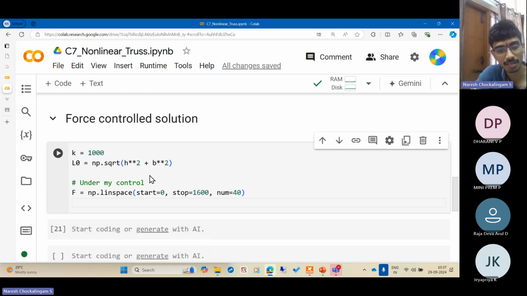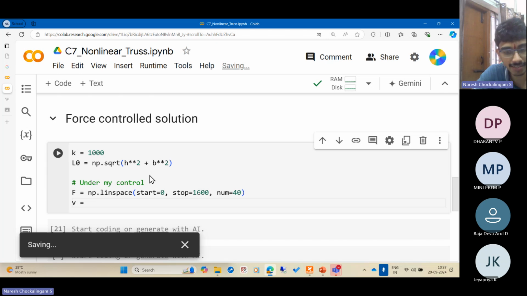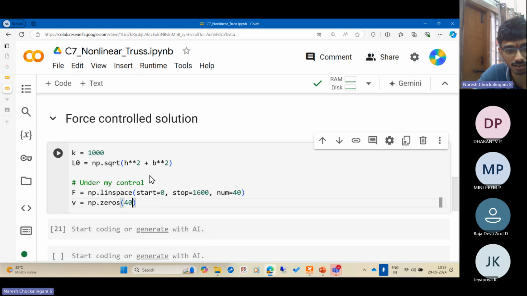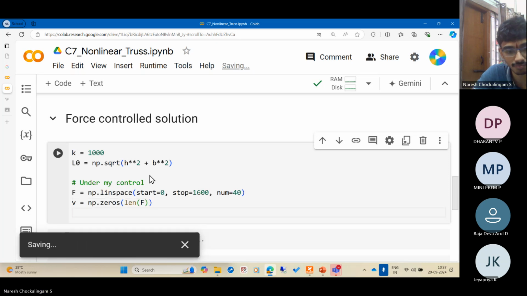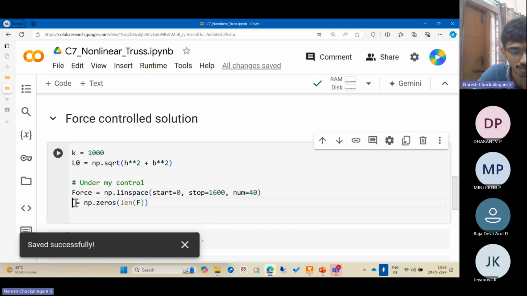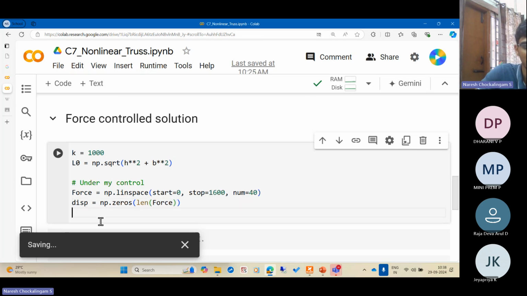Then suppose I want the displacements. I'll initialize the displacements to zeros, just zeros everywhere. Zeros of how many? 40. Or I'll just use zeros of length of force. So instead of F and V, I can call them force and disp. And this is length of force. Now what should I do?